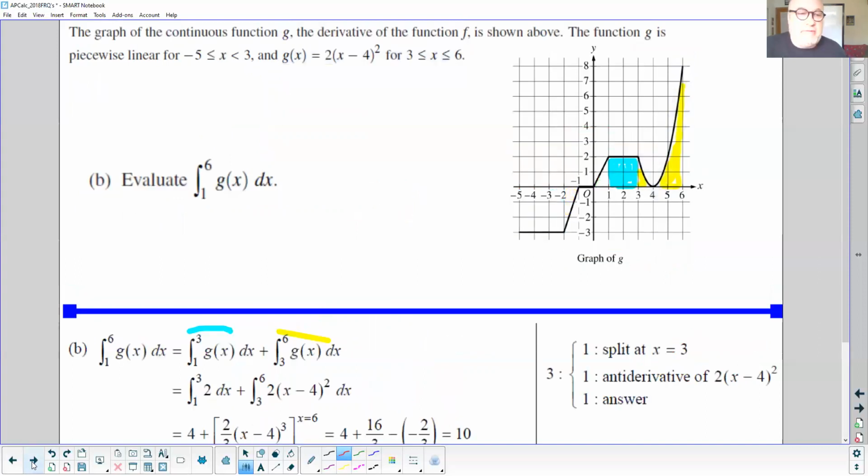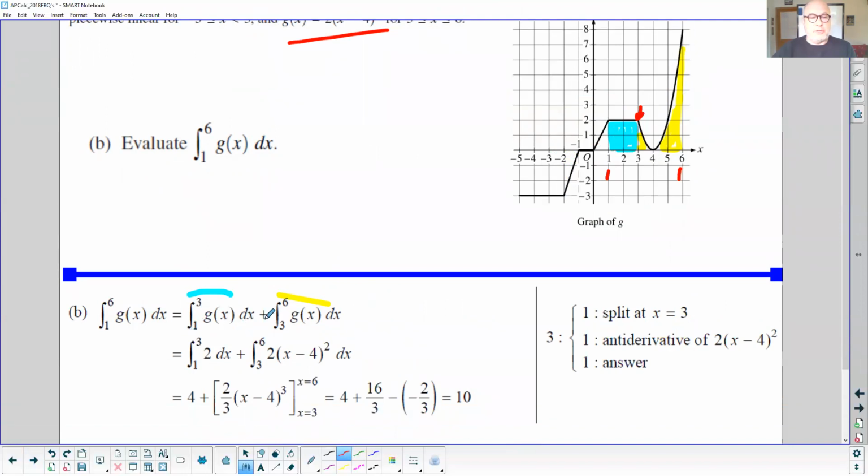Letter B, just evaluate a simple integral from 1 to 6 of g, and this is the graph of g. So here's my start, here's my end, area under the curve, figuring all this out. It's all positive, so that's kind of simple. But you do have to break it into 2 pieces right there because the function changes from a horizontal line to this parabola looking thing. So your plan is to split it up into 2 integrals. If you did show that split somehow, you get your first point.